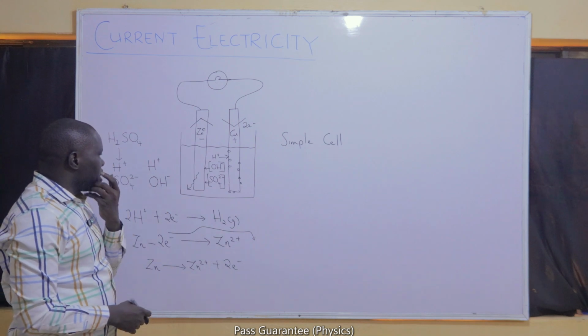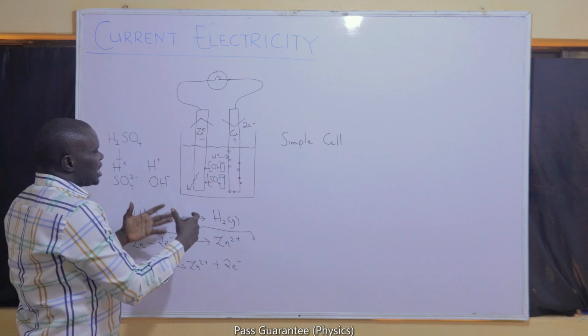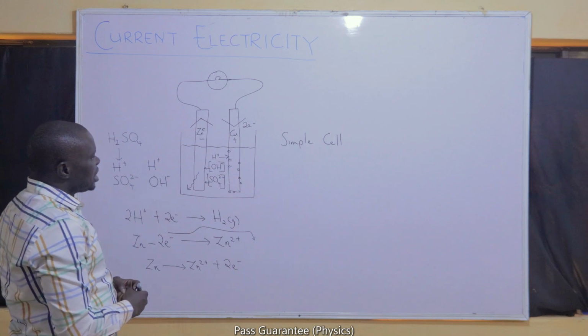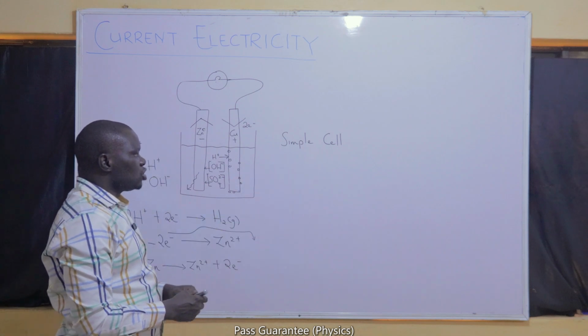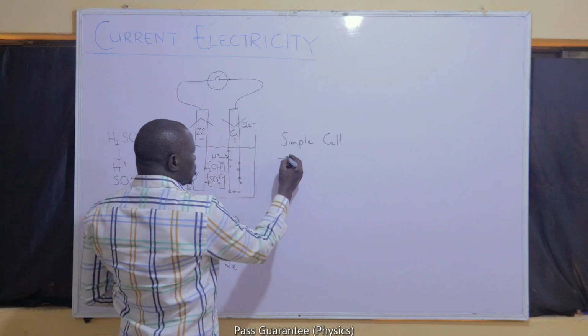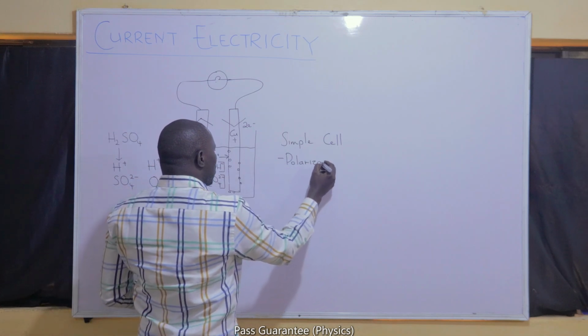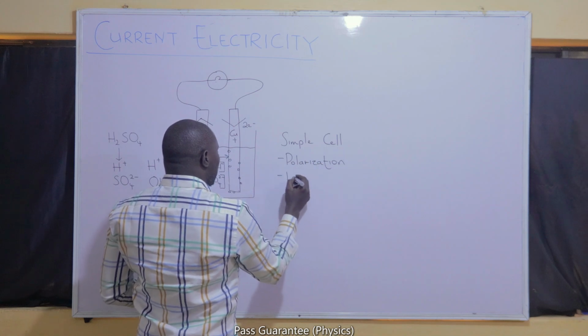What has happened? It means that there are now processes within it that are disturbing the operation of the cell. Those processes are what we call the defects of a simple cell, and there are just two. One of them is called polarization, while the other is called local action.